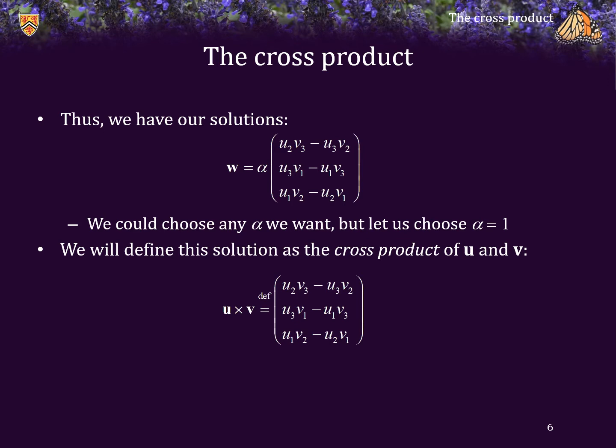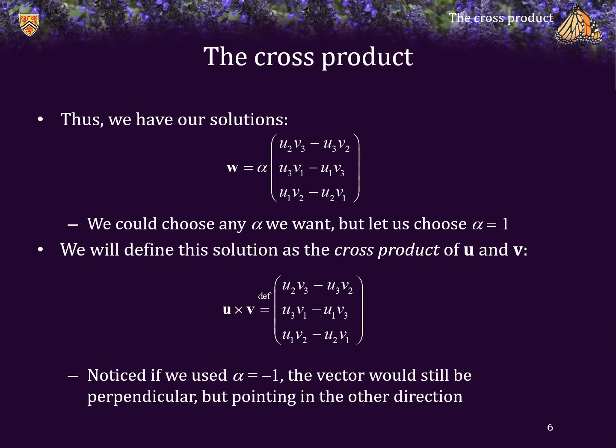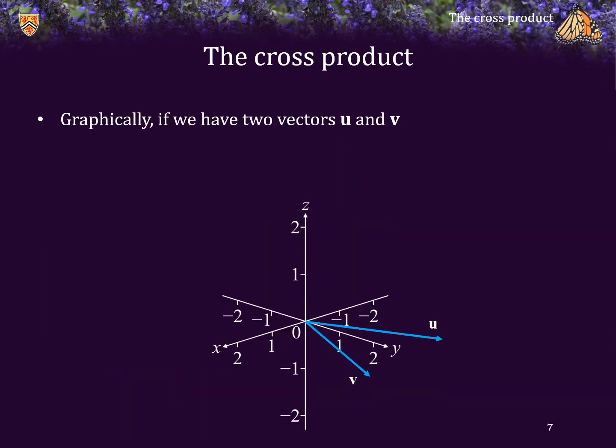Using this, this defines what we will call the cross product of the vectors u and v. Now, notice that if we used alpha equal to -1, then the vector would still be perpendicular to the plane containing u and v, but it would be pointing in the opposite direction. Graphically, if we have two vectors u and v, then the cross product u cross v is going to be a vector that is orthogonal to both.